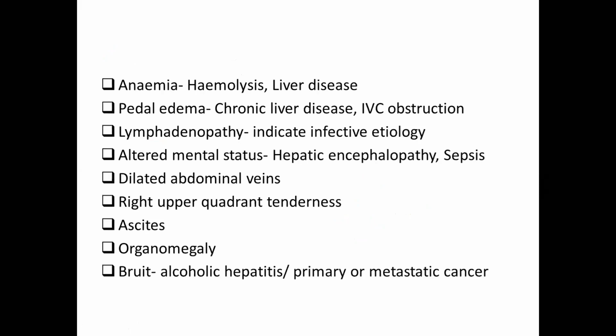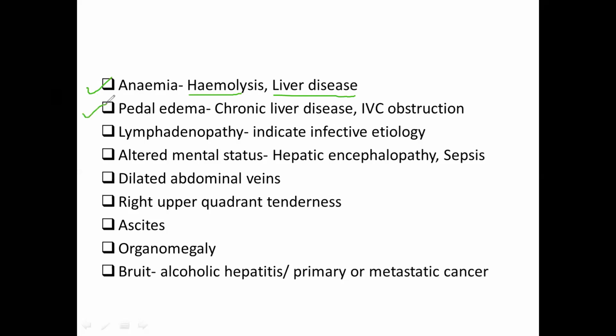So the next part is physical examination. If the patient comes with jaundice, what will you look for? You will look for anemia. That is obvious because we know a major cause for jaundice is hemolytic anemia. So first you will look for anemia. If anemia is present, it may suggest hemolysis or liver disease. These are two conditions that we have already seen during the classification of jaundice.